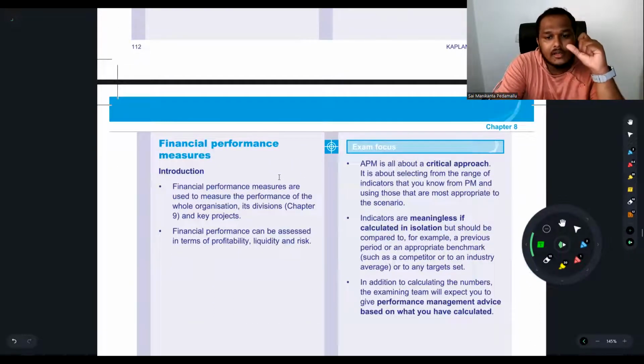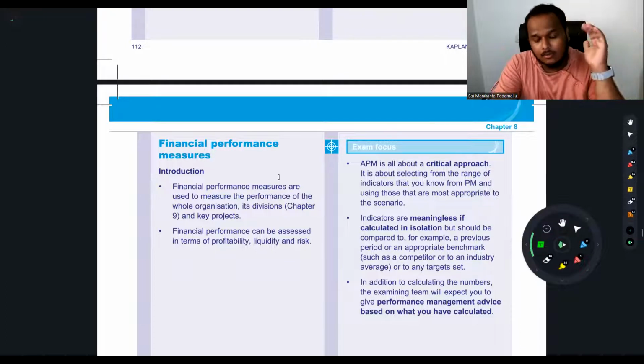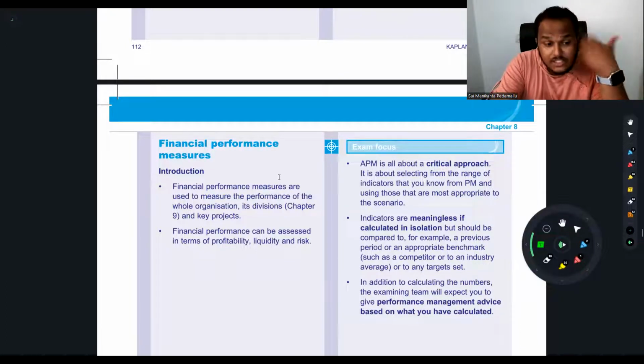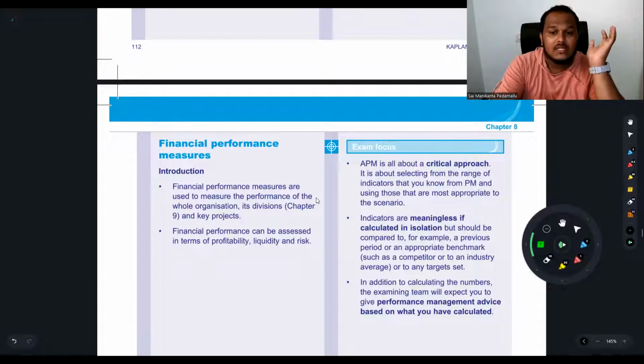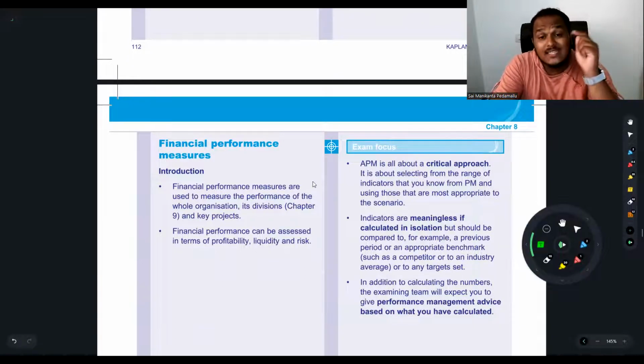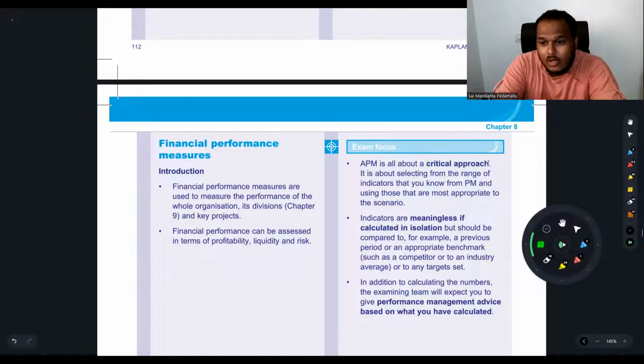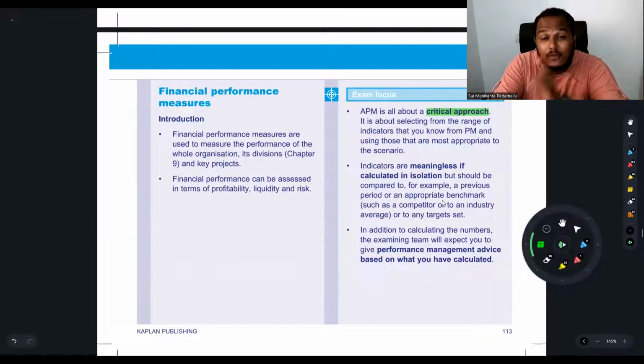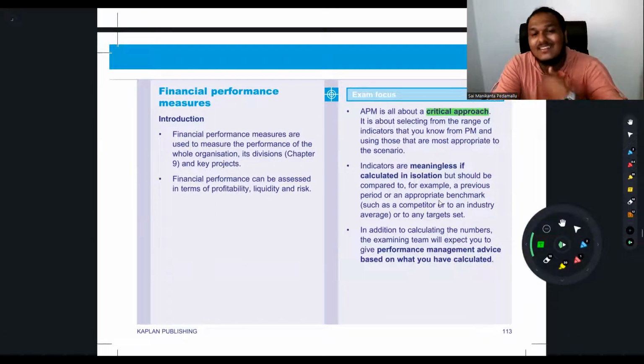So never look at ratios in isolation and say that, compared to the last year, this year's GP margin has increased, NP margin has increased. Fine. Also understand the reasons for that increase. That is more crucial. So it is all about having a critical approach. You need to know the flaws in the performance measures. Just do not look at the ratios.